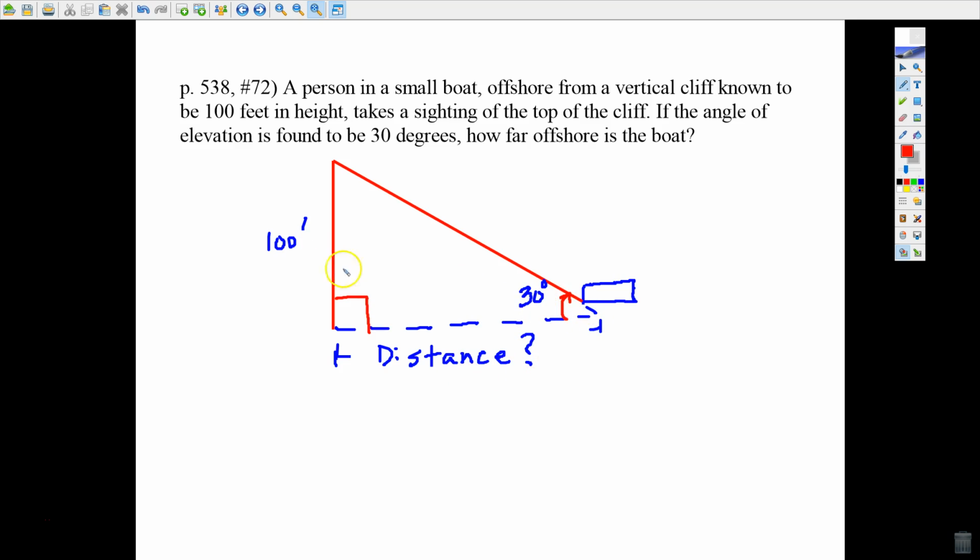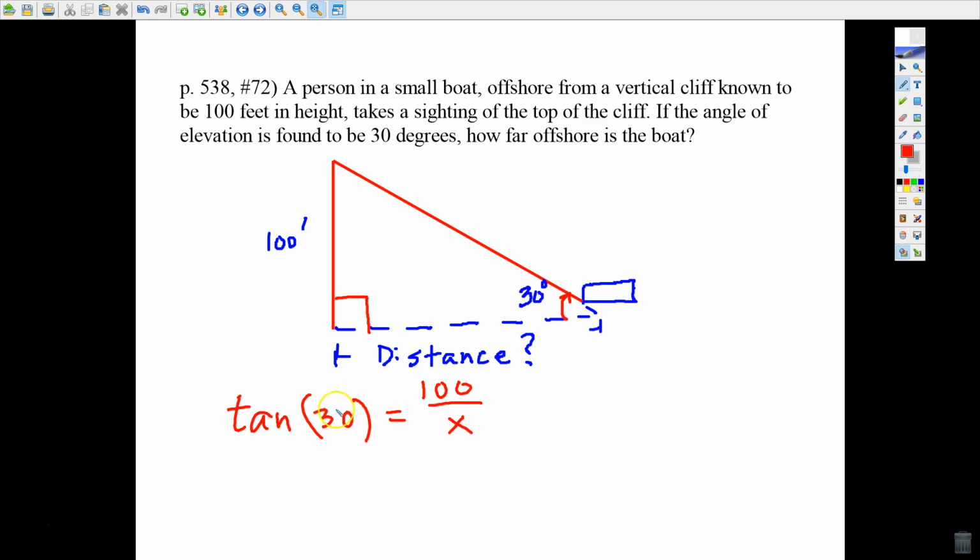Okay, well, once again, much like the previous problem, we're going to use the tangent ratio because we're given the opposite of 30 degrees. We're trying to find this time the adjacent. So it's the same ratio, but it's going to look a little different because this time we're going to know what the numerator is, and we're going to solve for the denominator.